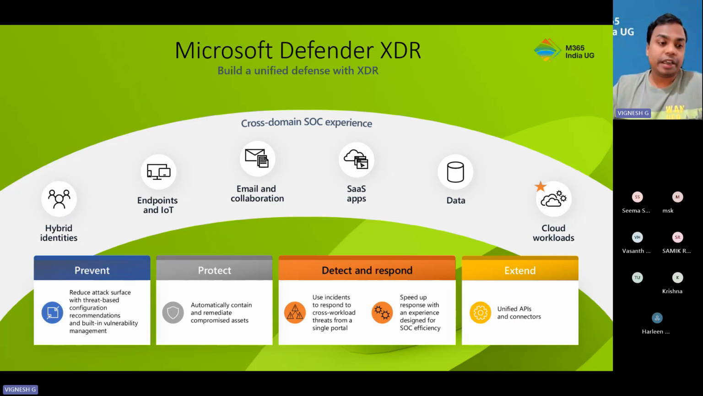And what is this meant to take care of? Of course, all the hybrid identities. It's not only the cloud identities, it can also take care of the on-prem identities. Then endpoints, because today we'll be focusing on the endpoint stuff. Then email and collaboration, which is part of your Microsoft 365 ecosystem. Then all the SaaS apps. When I say SaaS apps, it's not just the Microsoft 365 apps, but also the other SaaS apps in your organization, and the data that gets stored in all these SaaS apps, as well as the cloud workloads. All these things can be secured and governed using Microsoft Defender XDR.